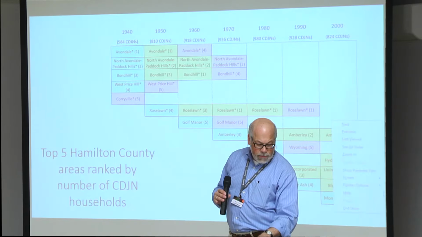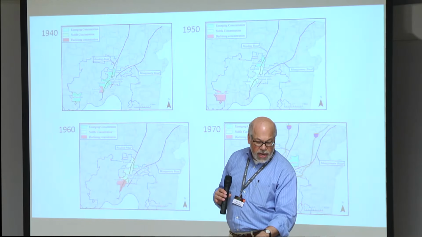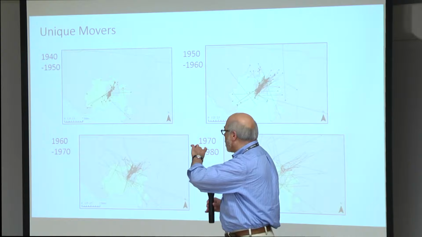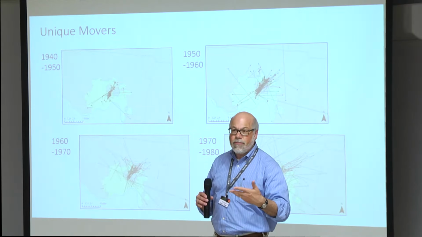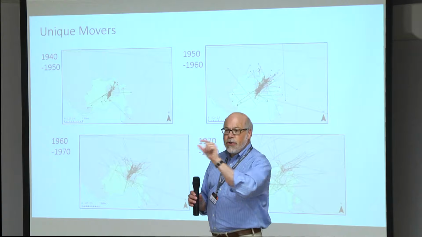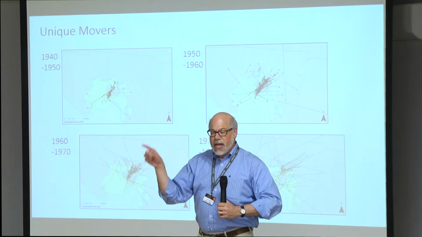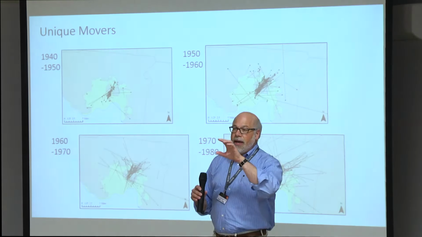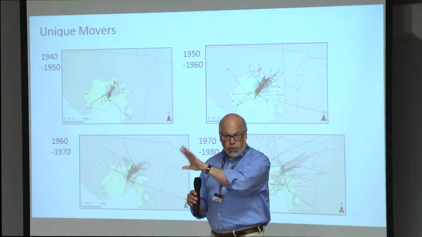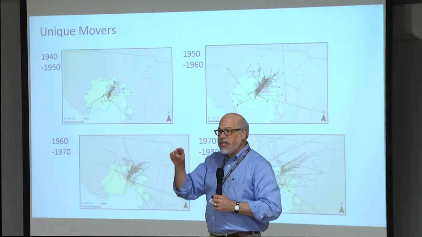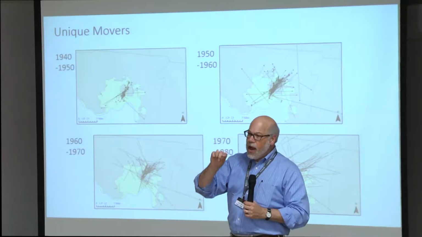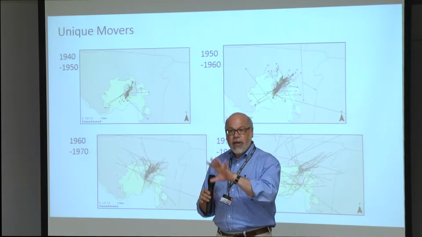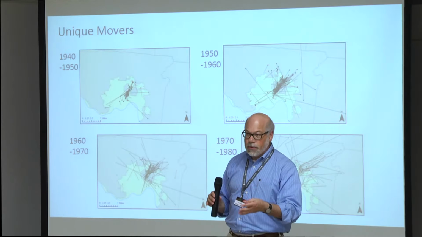One more thing I have to show you is that I also took a subset of the names that I call unique movers. A. Goldstein is not a unique mover from decade to decade, but if I have a Harriet and Albert Goldstein at one address in 1950 and a Harriet and Albert Goldstein at another address in 1960, that's the same Harriet and Albert Goldstein.